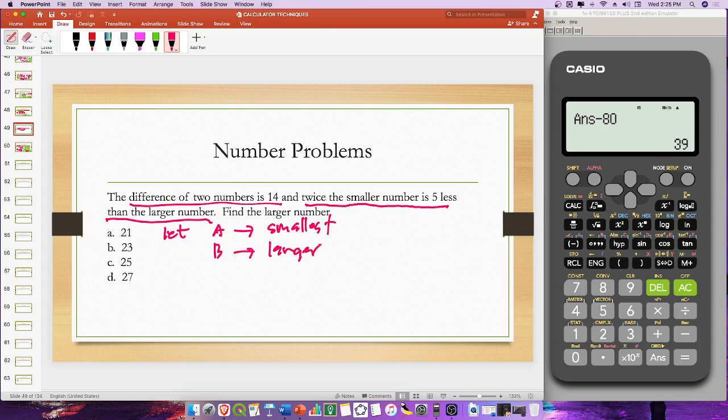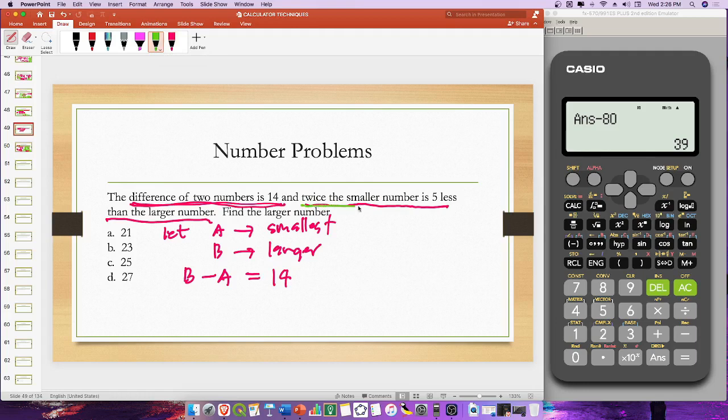So meaning the difference between two numbers is equal to 14. So you can write that as the larger number subtracted by the smaller number, the result is 14. Okay, that's how you do it. That's the first statement. The difference of two numbers is 14. Now we go to the next statement.